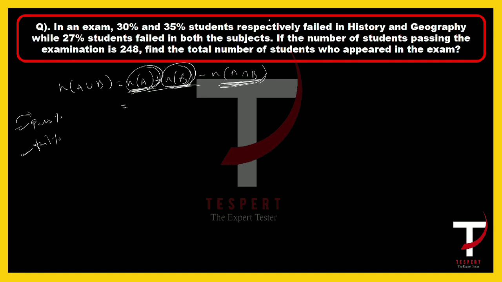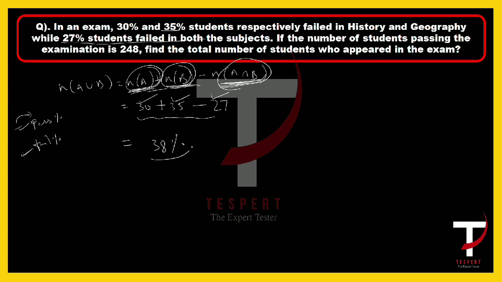Okay, n of a is equal to 30, plus n of b, geography, which is 35% failed. So 30 plus 35 minus, how many failed in common in both history and geography? 27 students failed in both. So this is also failed percent, this is also failed percent, this is also failed percent. We converted everything into failed percent. Of course it is given in the question directly. So 30 plus 35 minus 27 is equal to 38%, right? This is 38% failed percent.